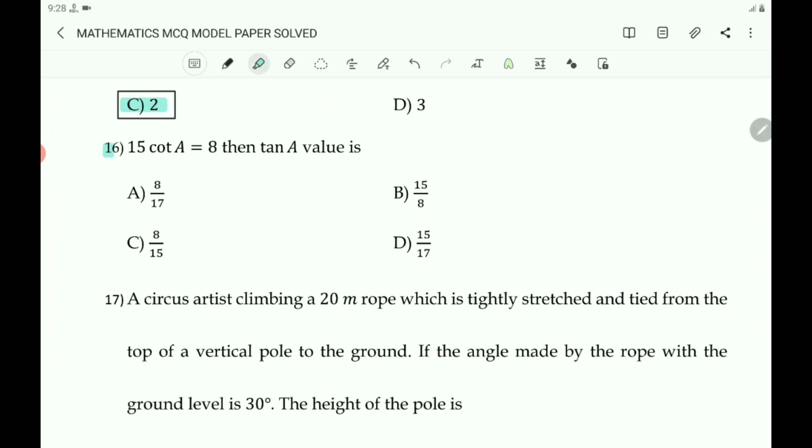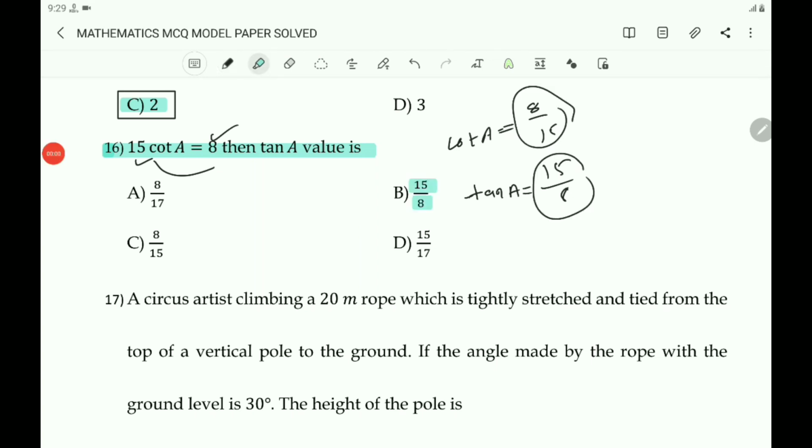Next, the 16th question. 15 cot A equals 8. Then what is the tan A value? From 15 cot A equals 8, you get cot A equals 8 by 15. You transfer this 15 here, that becomes 8 by 15. And you know that cot A and tan A are reciprocals. Reciprocal of cot is tan. So it becomes 15 by 8. Tan A equals 15 by 8, that is option B is the answer. So note it.